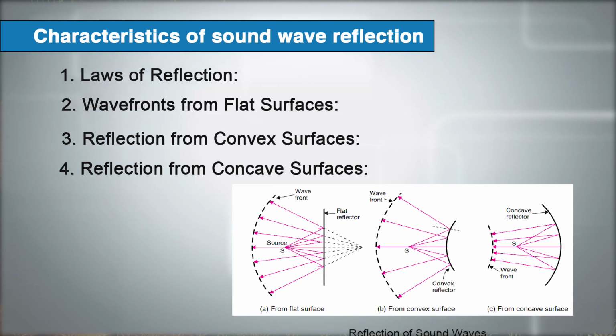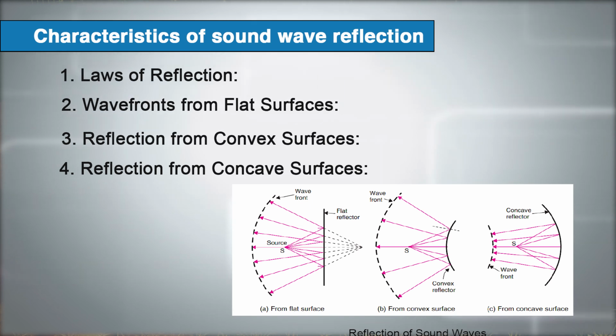Secondly, wavefront from flat surface. When the sound waves reflect off a flat surface, the reflected wavefronts are also spherical with their center of curvature acting as the sound source images. Reflection from convex surface: sound waves reflected off convex surfaces are magnified and spread out, making them weaker. Convex surfaces are useful for distributing sound throughout a room.